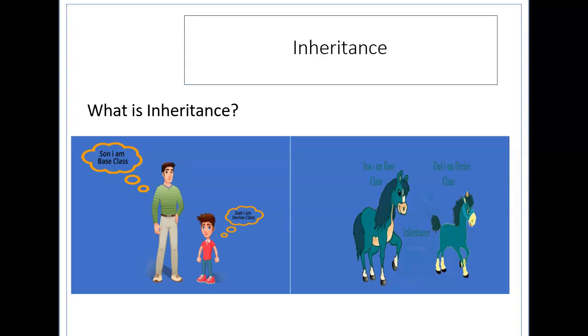So basically, let's start with what exactly is inheritance, because it is very important to know what inheritance is in order to use it in different programs. So inheritance usually refers to passing something from one generation to another. This is the literal meaning of inheritance. It can have different meanings depending on the context.